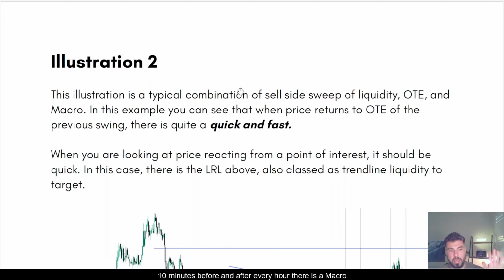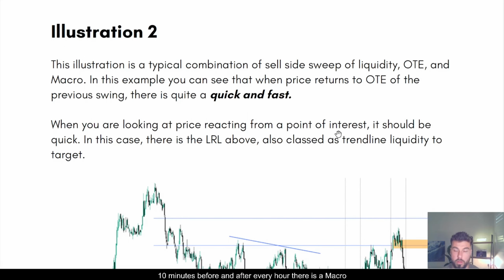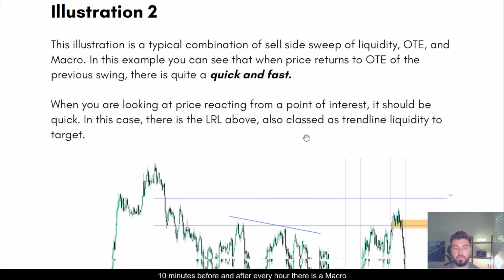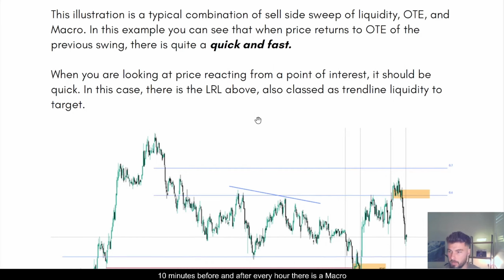to execute. Righty, let's have a look at illustration number 2. And this illustration is a typical combination of a sweep of liquidity, optimal trade entry, and also the terms quick and fast. Quick, fast. I don't want to be in a trade for 2 hours if I don't have to. I want to be in a trade in, out, 10, 20, 30 minutes maximum, done. This is where low resistance liquidity comes into play, and this is why I like these types of setups. Often, most of the time, they're going to be quick.